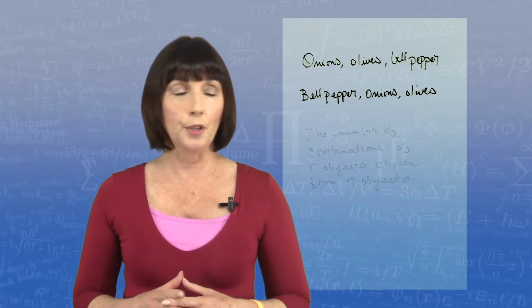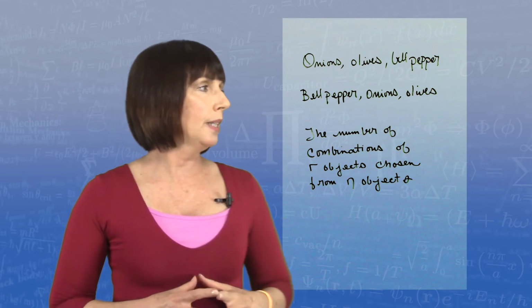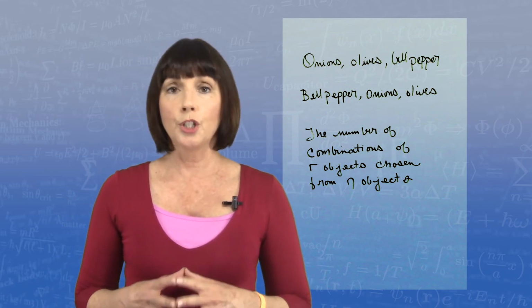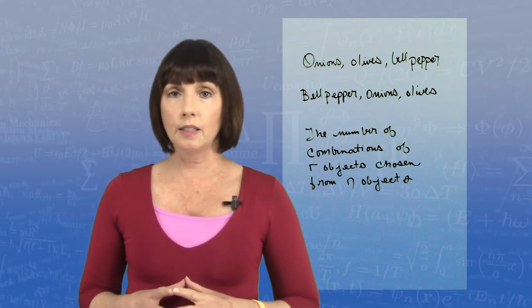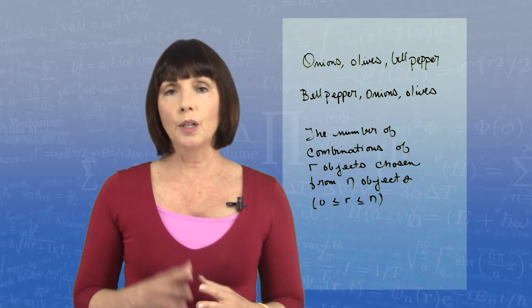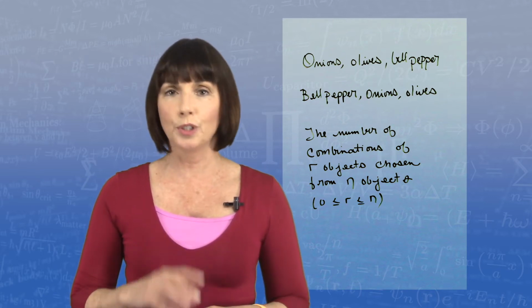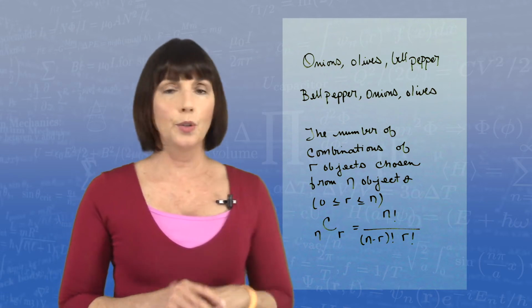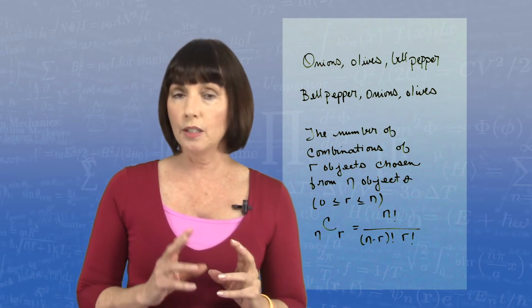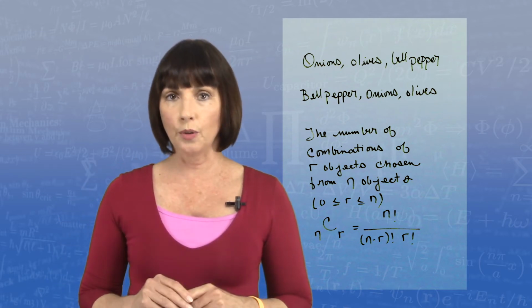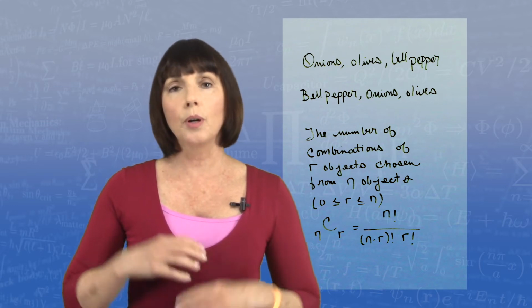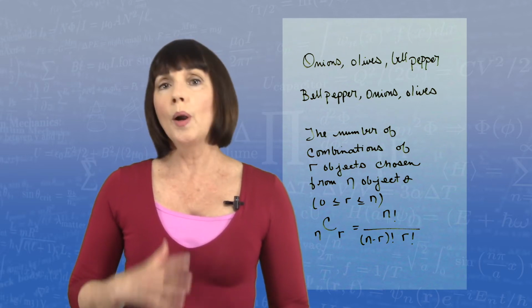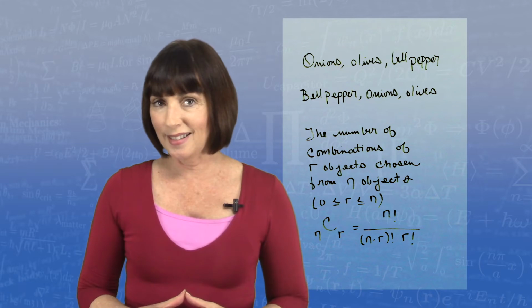Here's a formula for you. The number of combinations of R objects chosen from N objects, where R is greater than or equal to 0 and less than or equal to N, is equal to N factorial over the quantity N minus R factorial times R factorial. That counts the number of combinations, where order doesn't make a difference.